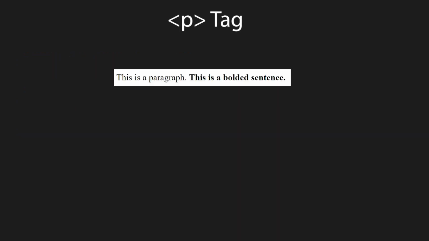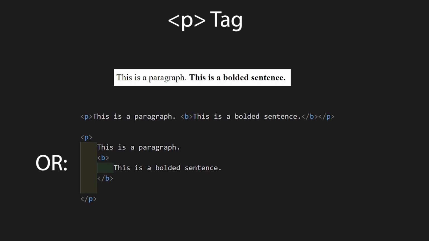Now let's look at a different example, a paragraph tag. Here we have a paragraph, and inside of it we've bolded a piece of text. Let's look at the HTML code to see how we achieved this. Here you can see that we've actually placed a bold tag inside of the paragraph tag. Putting tags inside of other tags is actually really common.